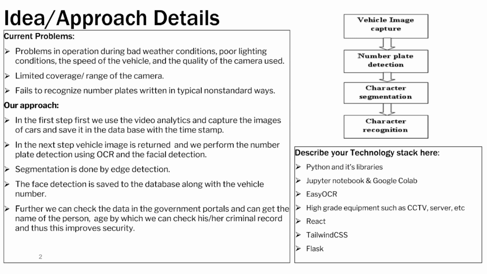In the first step, we will use video analytics and capture the images of cars and save them in the database along with the timestamps. In the next step, the vehicle image will be retrieved and we will perform the number plate recognition using OCR and then do facial detection. So both of these processes will run parallelly. Segmentation we will do by using edge detection. The facial detection is also saved to the database along with the vehicle number. Further, we can check the data in the government portals and get the name of the person, age, and we can check his or her criminal record, and this improves security of the systems.